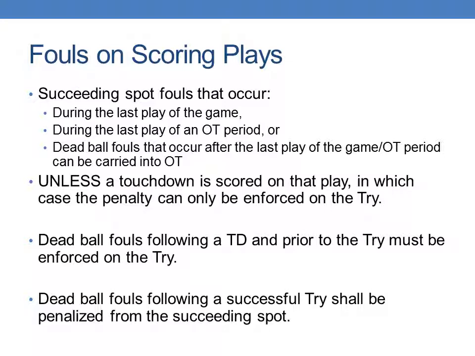Also important to note that a foul by B on a successful try would also be able to carry forward into the succeeding series. So if we have defensive pass interference on a successful try, we could enforce that 10-yard penalty to start that team's series. It would now be 1st and goal from the 20-yard line.